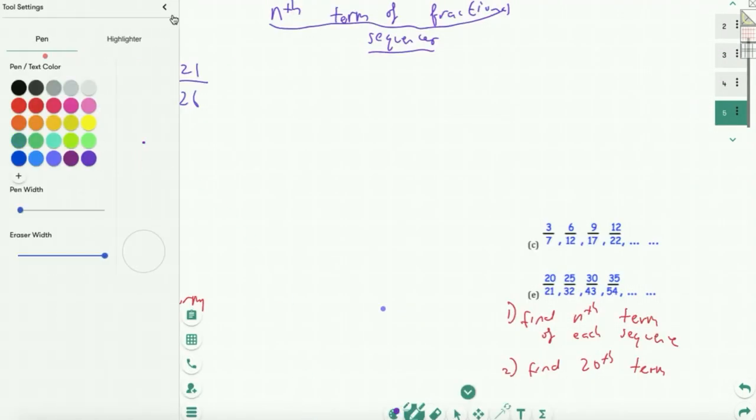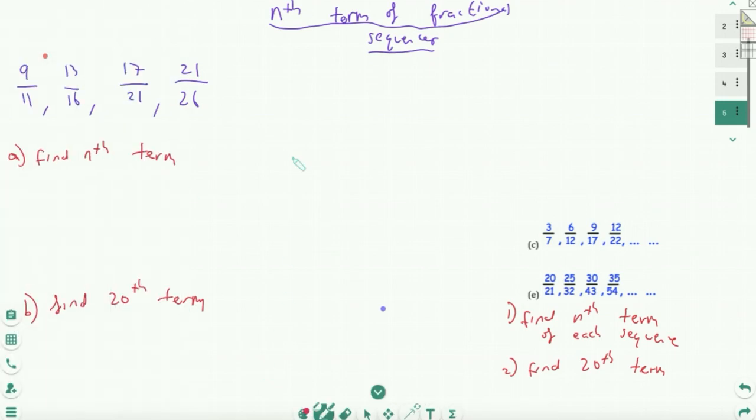Yo, what up, guys? Next problem is finding the nth term of fraction sequences. This looks really hard, but it's not really, guys. Let's have a look at the sequence. 9/11, 13/16, 17/21, and 21/26. And we got to find the nth term.